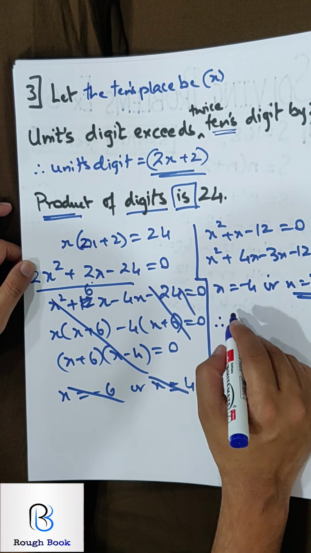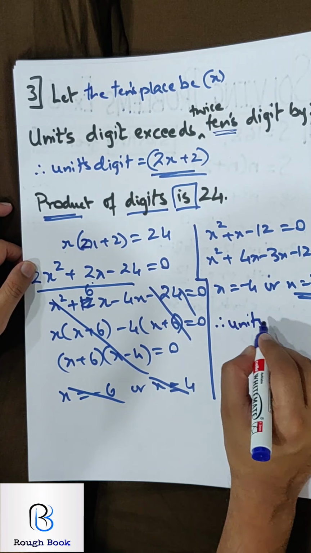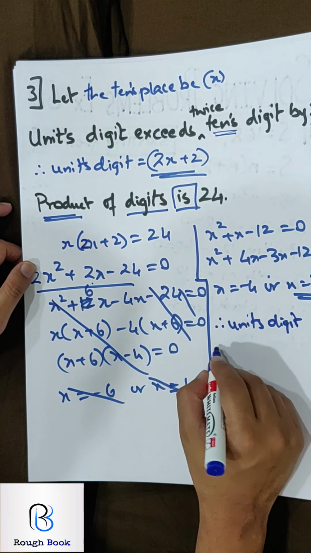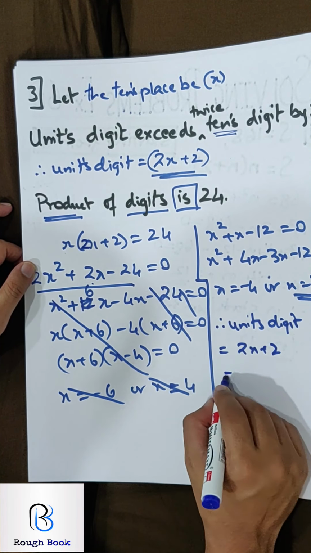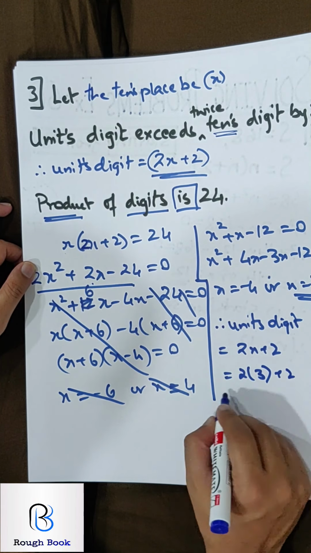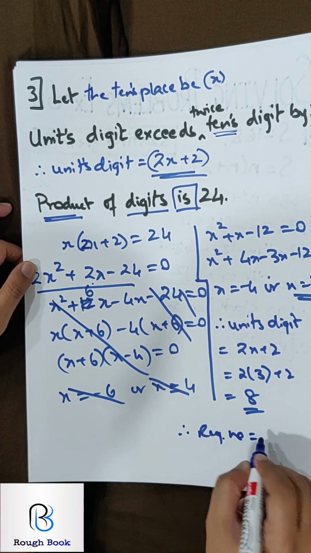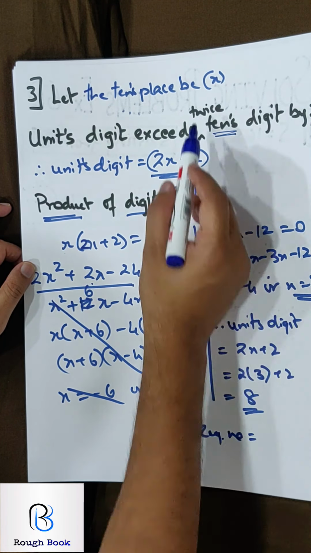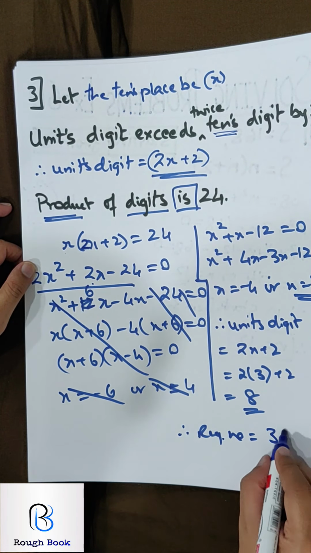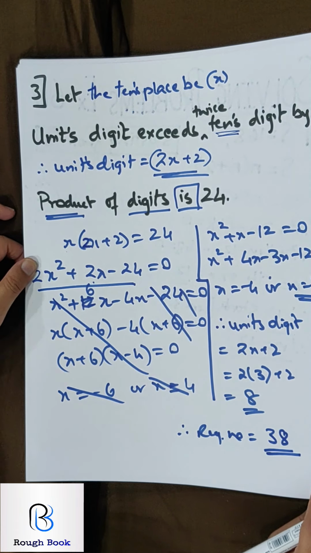So therefore the other number or units digit, what will be the units digit? Equal to 2x plus 2. So 2 times 3 plus 2, 6 plus 2, 8. Therefore the required number: first the tens place. Tens place is x, that is 3. And then the units place 8. So your number becomes 38.